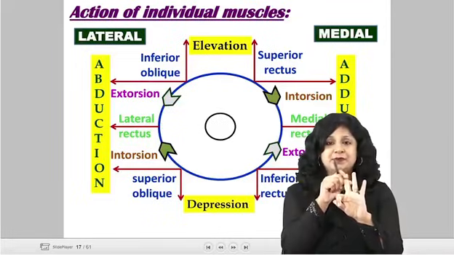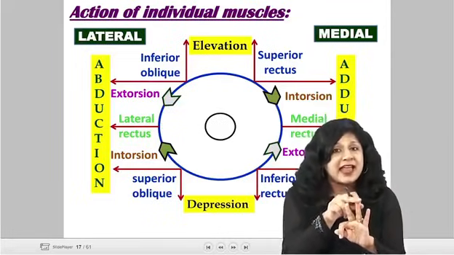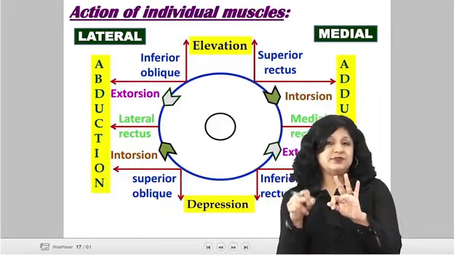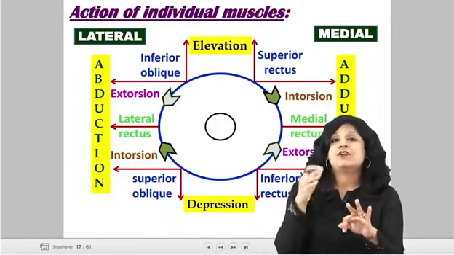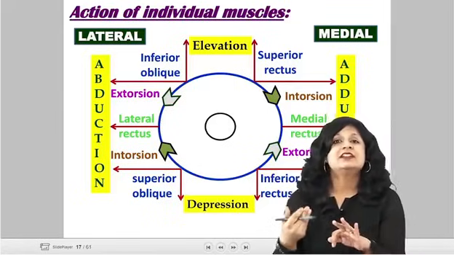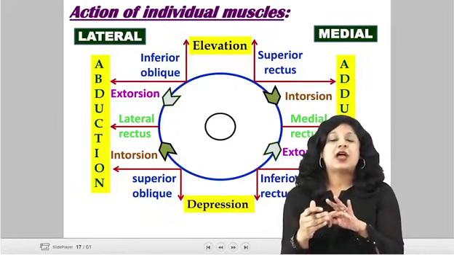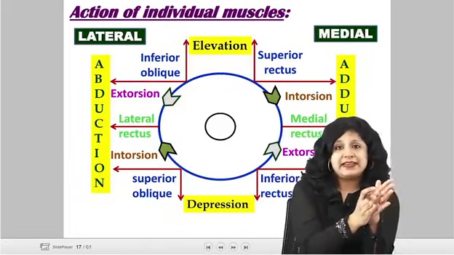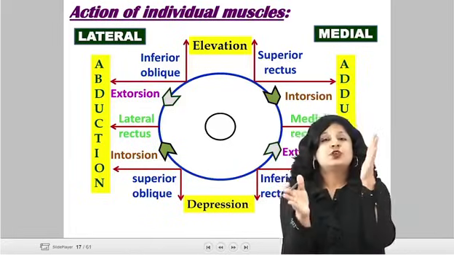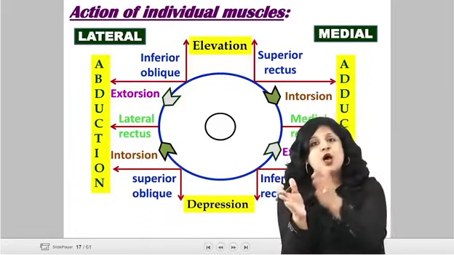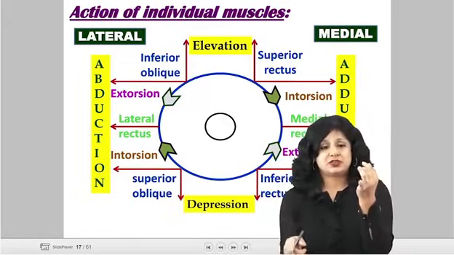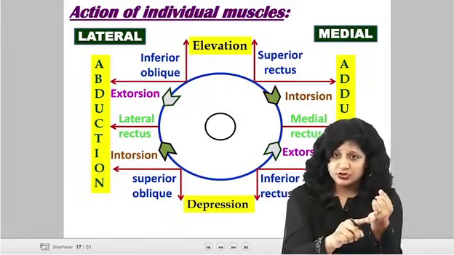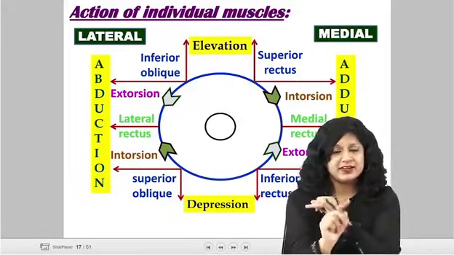Second thing, because the primary action was intorsion, extorsion, therefore the secondary action will be elevation, depression. Now, whether it will elevate or whether it will depress, for this you have that O for oblique and O for opposite. So, obliques will take the eye to the opposite direction because it is a superior oblique, therefore it will cause depression. So, you have got the intorsion, then you have got the depression, right?